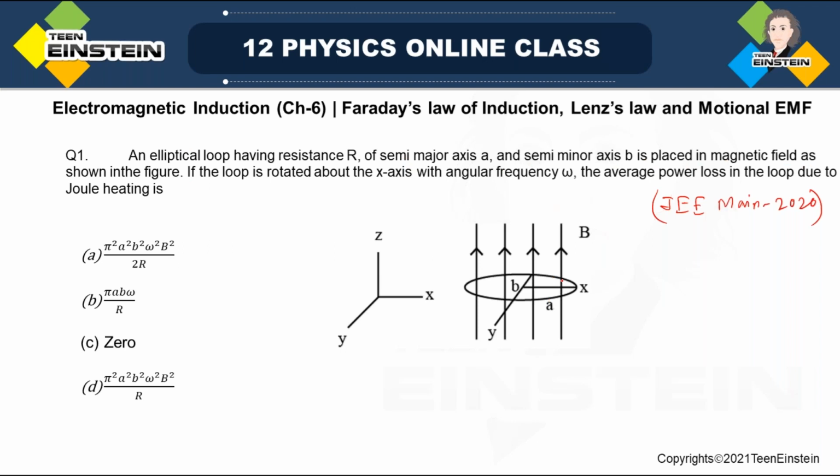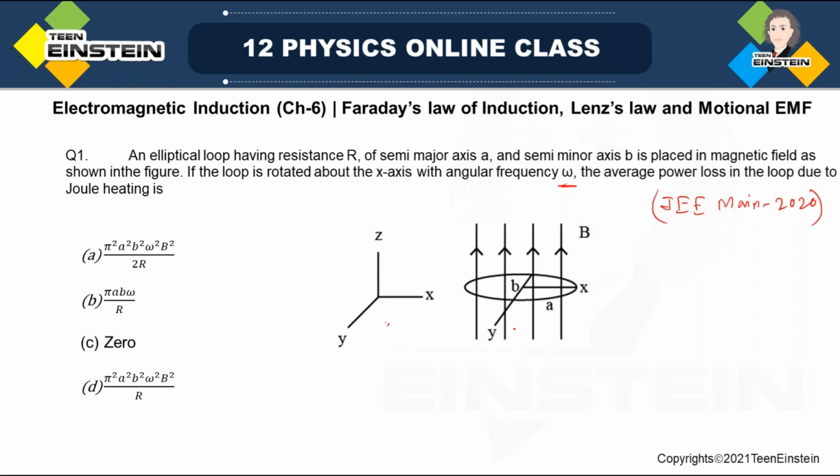So the magnetic field is along the direction perpendicular to the plane of this loop. As you see, the loop is in the xy plane, and the magnetic field is along the z direction. With reference to this particular Cartesian coordinate, we can make it out from here. If the loop is rotated about the x-axis with an angular frequency omega, then what is the average power loss in the loop due to Joule heating?